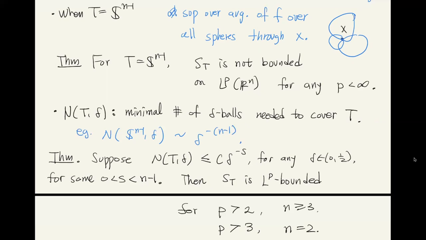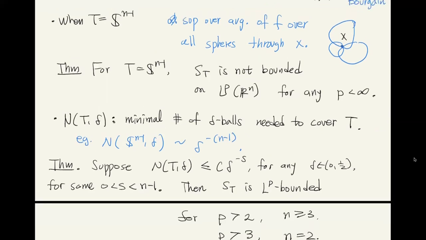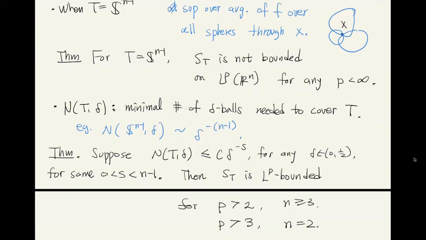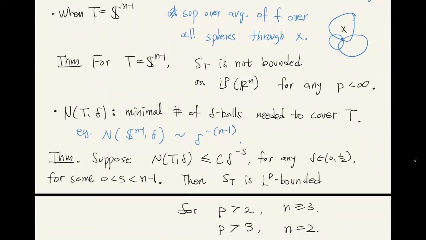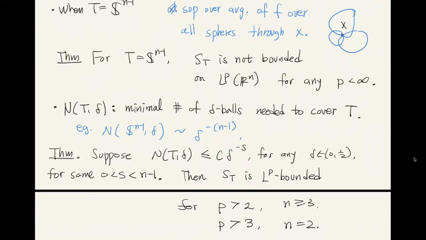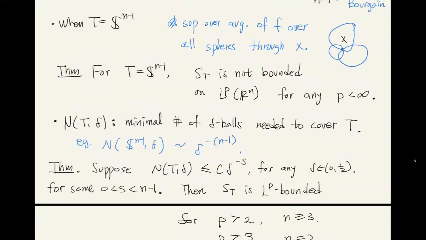Yeah, maybe I will briefly mention how we obtain this estimate. For this estimate, just one question. Is there a reason for this jump in the exponent p for dimension 2 and 3? Yes, bigger than or equal to 3.